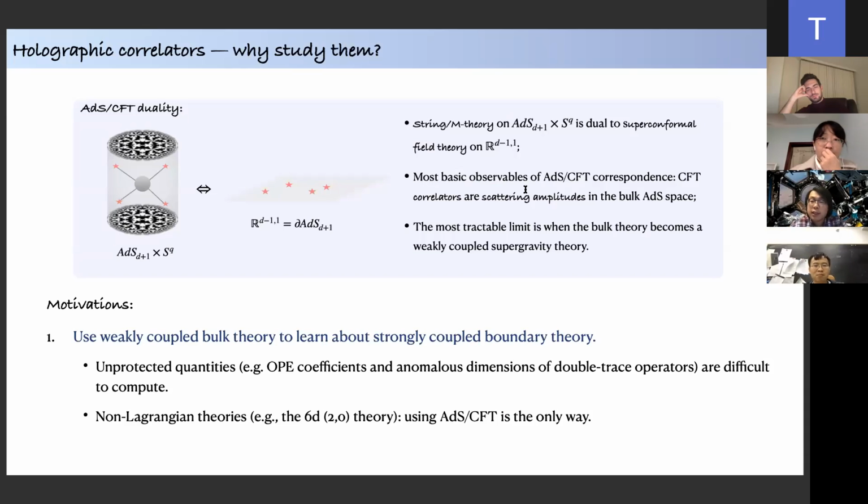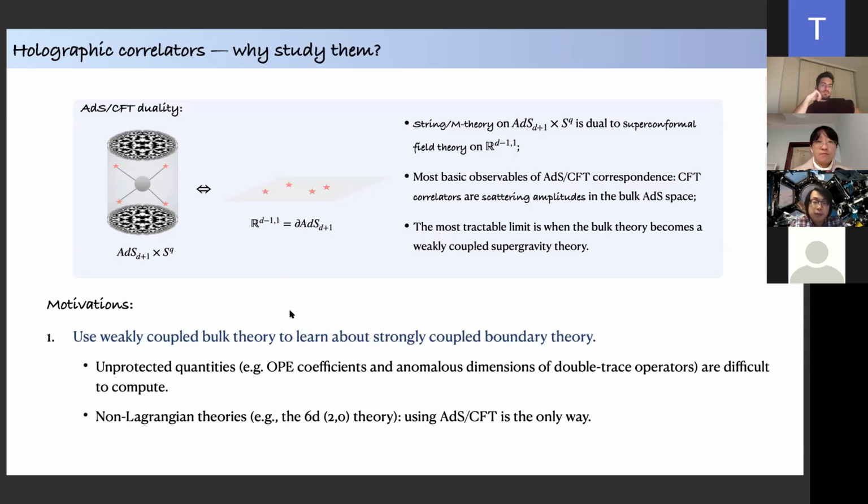And the most basic entry is that the CFT correlators are mapped to the scattering amplitudes in the bulk of AdS. And this correspondence becomes most tractable when we look at the limit where the bulk theory is a weakly coupled supergravity theory. And so in today's talk, we are going to focus on computing these CFT correlators holographically.